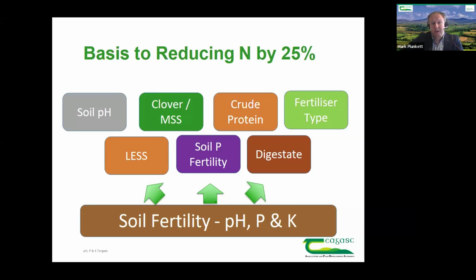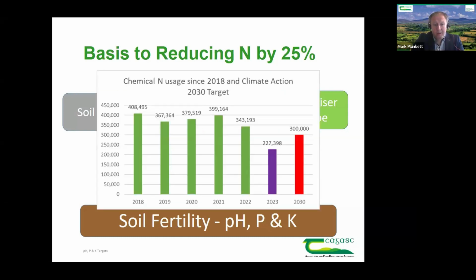But to get those seeds into the system, established, and to maintain their productivity, soil fertility underpins it very much so. Again, it has been referred to on all the conferences here to date and the previous two. Looking at nitrogen usage figures over the last number of years, 2018 is our base, 408,000 tonnes. And our target is 300,000 tonnes.